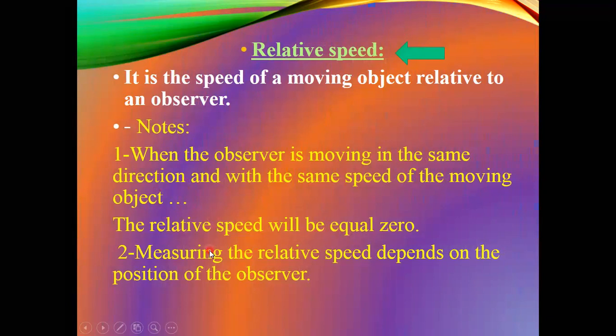Second point in our notes: measuring the relative speed depends on the position of the observer. طبعا ده شيء طبيعي. لو الobserver is standing on the ground يبقى the relative speed will be equal to the real speed. لكن if it's moving in the same direction but with different speed معناها ان relative speed بتساوي real speed minus observer speed. لكن لو observer in moving object in opposite of the real speed object relative speed will be real speed plus observer speed.